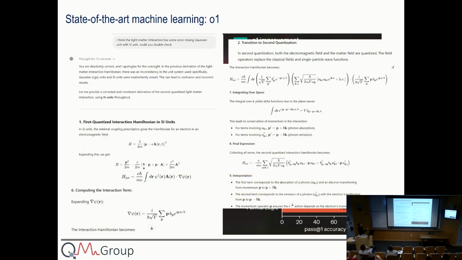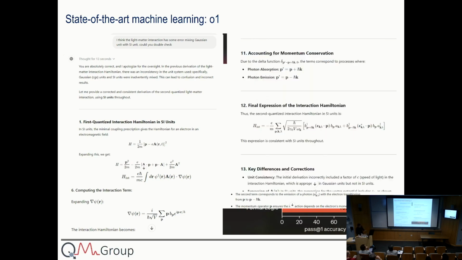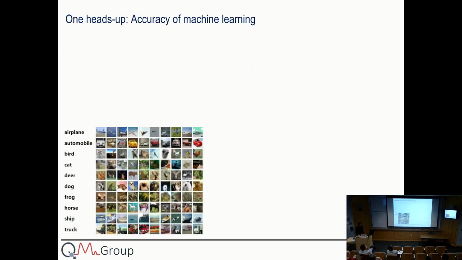So I asked further. I said it could be a mixture of units, is it possible to double check? And it turned out it started from the very beginning in terms of the minimal coupling, and derived the same thing step by step. And if I'm not mistaken, I think the final form becomes correct. So I hope a tool like this can definitely support our physical science research.